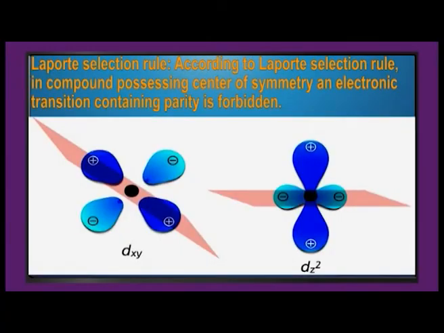Now, let us discuss the Laporte selection rule. According to the Laporte selection rule, for a compound possessing a center of symmetry, an electronic transition containing parity is forbidden. That is, in a centrosymmetric molecule, transition from gerade to gerade or ungerade to ungerade is not allowed. Thinking about orbitals, s and d orbitals contain a center of symmetry and are termed gerade, while p and f orbitals do not contain such symmetry with respect to the center of symmetry and therefore are called ungerade.